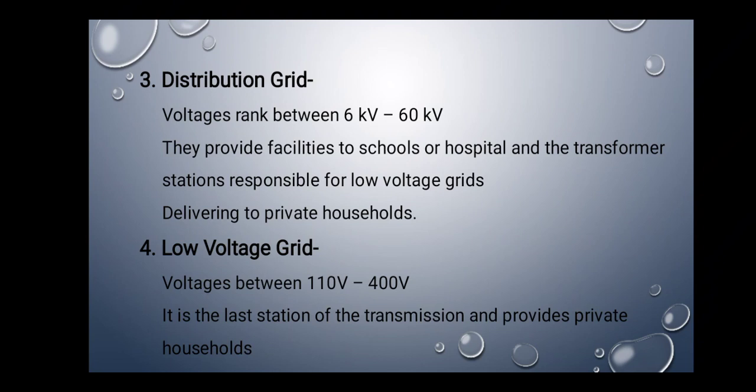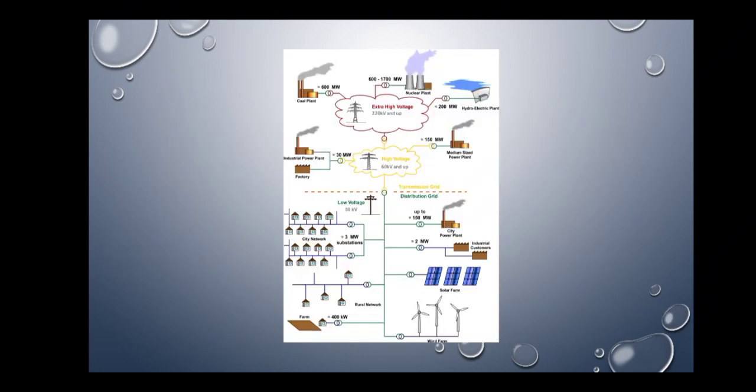Then the distribution grid comes into the picture. The voltage ranges between 6 kilovolt to 60 kilovolt. This provides facility to schools or hospitals, and the transformer station is responsible for low voltage grids delivering to private households. This range is for private households. Low voltage grid is for private households, like our home appliances. For our home appliances we use this low voltage grid, 100 volt to 400 volt.